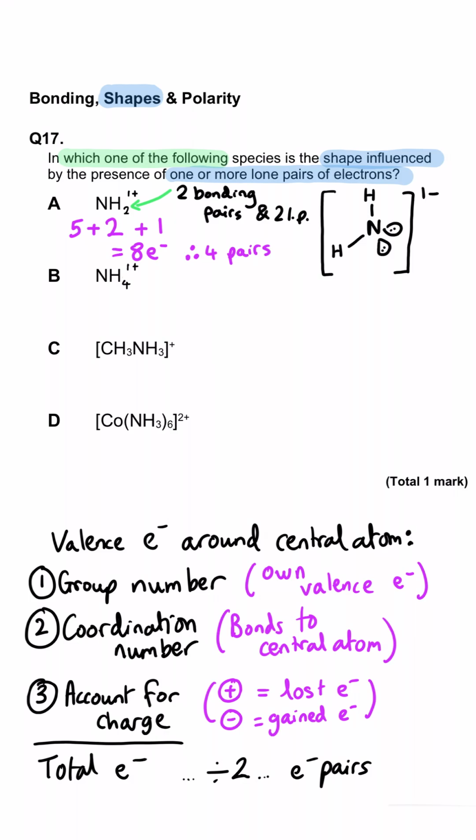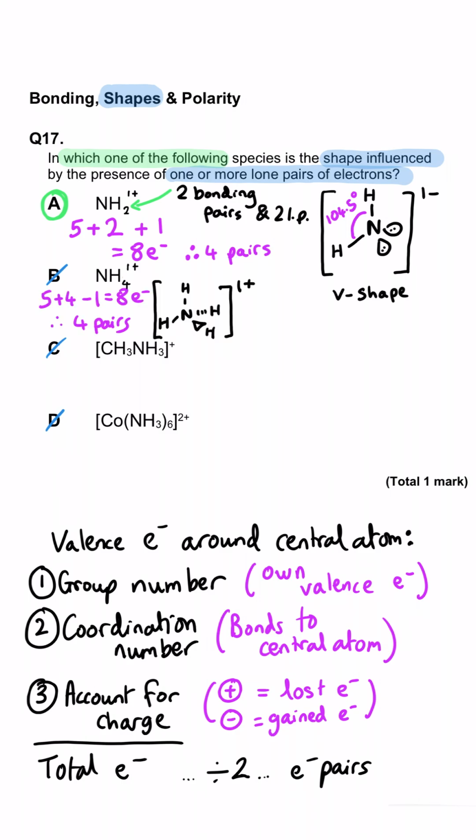We've got our 4 pairs, which makes us feel like it might be a tetrahedral arrangement. 2 lone pairs forces those bonding pairs closer together, and so we get a V-shaped molecule with a bond angle of 104.5 degrees. That means that A is the correct answer, and so the others are therefore not influenced by lone pairs of electrons. The reason is that NH4+ is going to be tetrahedral with no lone pairs.